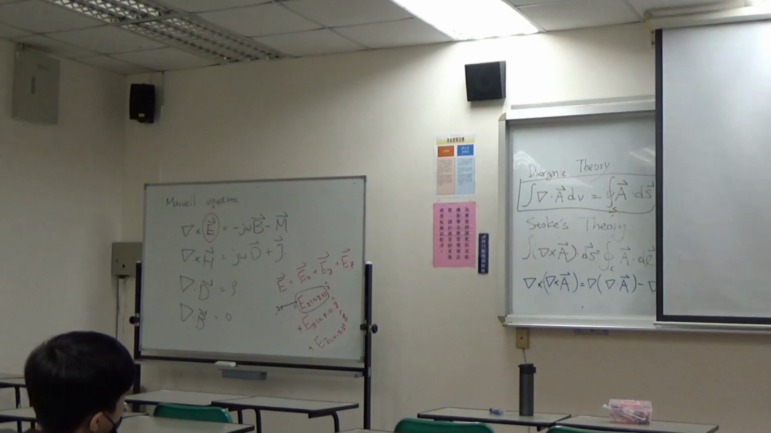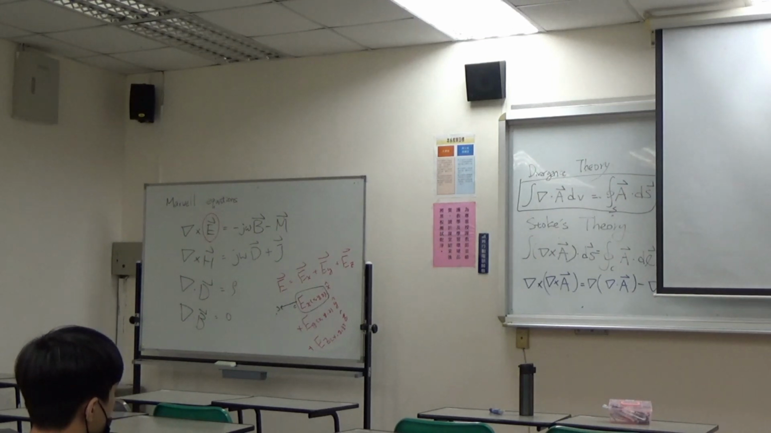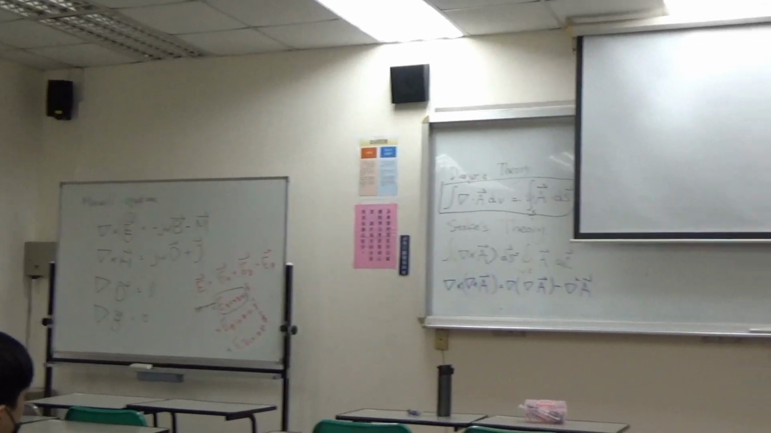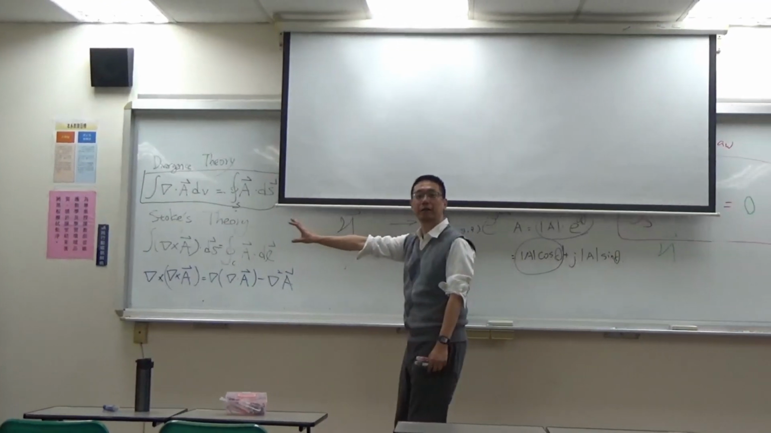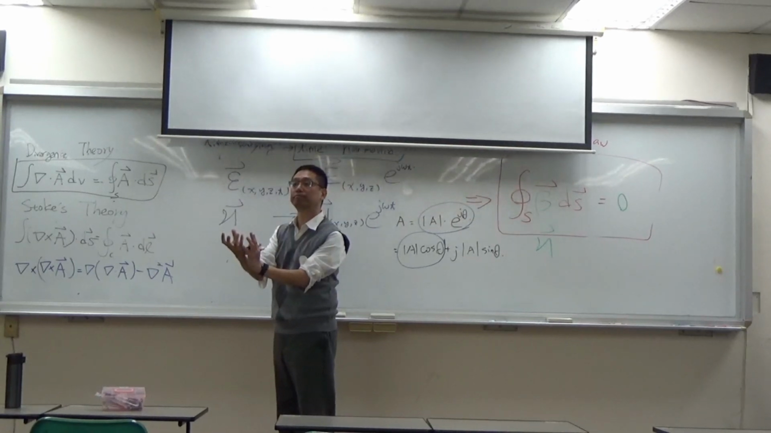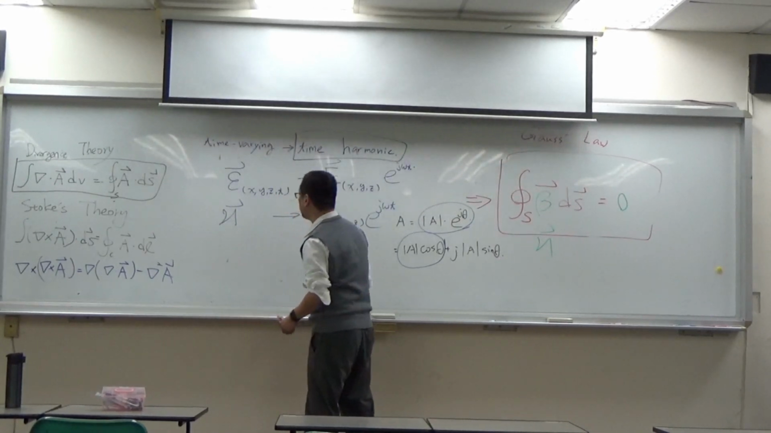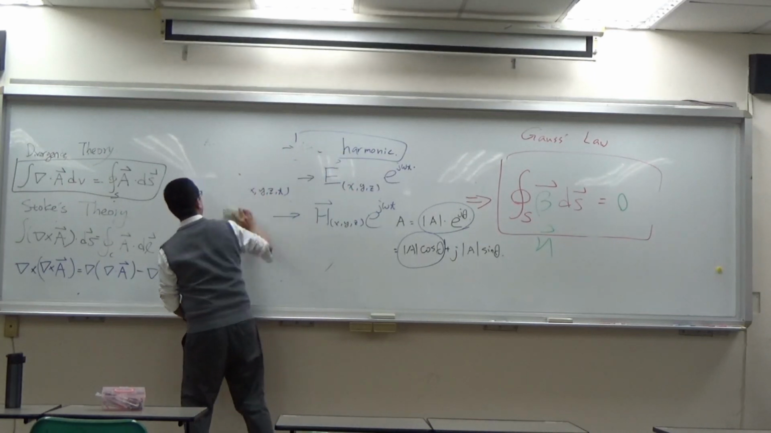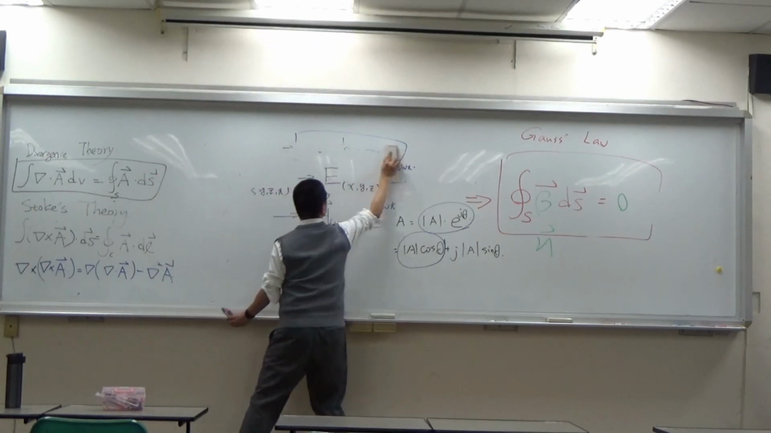This is the wave equation. We try to solve Maxwell equations to obtain what E looks like. What is the form of the function? Start from here.